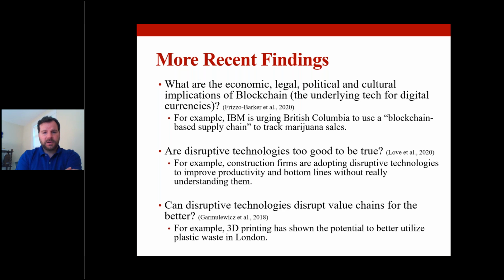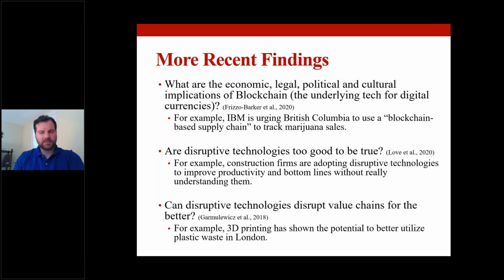So Frizzo and Barker from last year had a paper looking at the economic, legal, political, and cultural implications of blockchain, which is, as many of you understand, the underlying technology for digital currencies. An example they were curious about: IBM is urging British Columbia in Canada to use a blockchain-based supply chain to track marijuana sales. Needless to say, this is pretty interesting. You have a newly legal substance in Canada, although legal, still with some questions, and you have a major company saying we should use this emerging technology to track this.